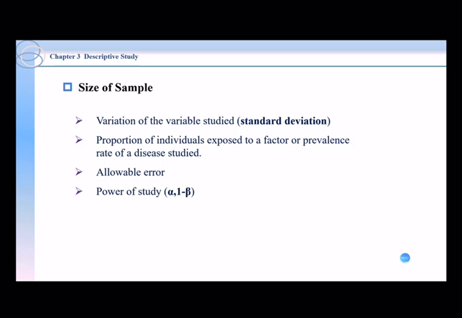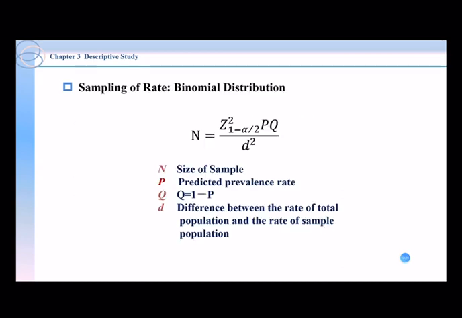Another issue in the sampling survey is that we need to know how many samples we are going to collect in order to satisfy the statistical power. There are several formulas that can be used to calculate this sample size. As we can see on page 39, we can use this formula to calculate the sample size.